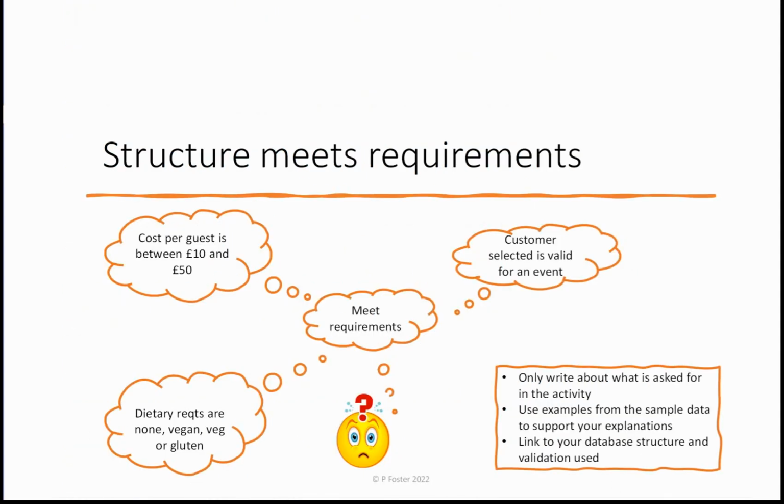The second part of the evaluation covers evaluating the structure to see if it meets the requirements. And again, I've split this up into 3 main areas. The first one is that the cost per guest is between £10 and £50. We need to evaluate if the dietary requirements are non-vegan, veg or gluten. And we need to evaluate that a customer selected is valid for an event. Again, only write about what you've been asked to write about in your activity. Use examples from sample data to support your explanations and link to your database structure and validation used.